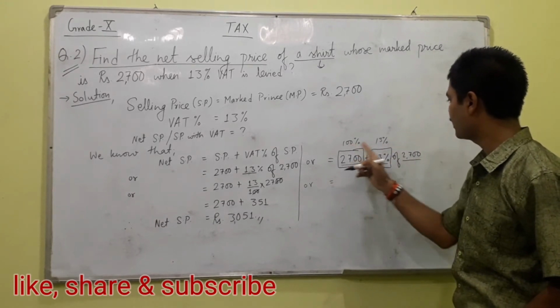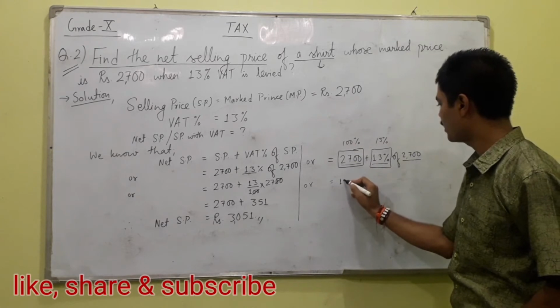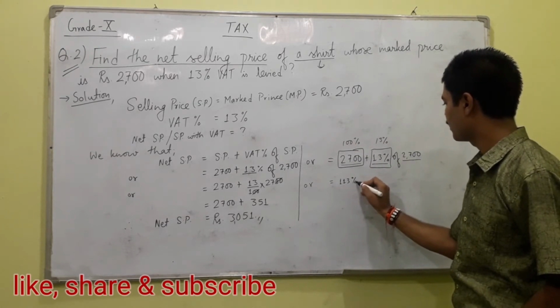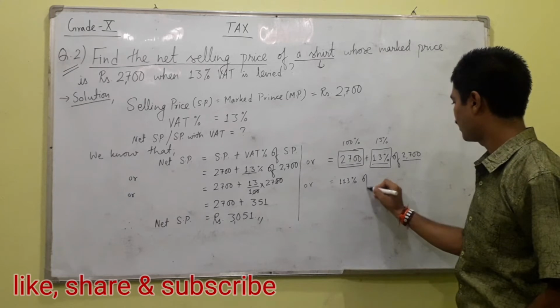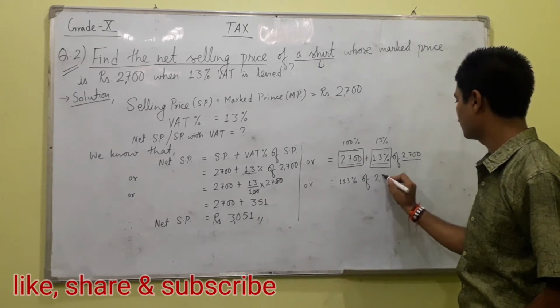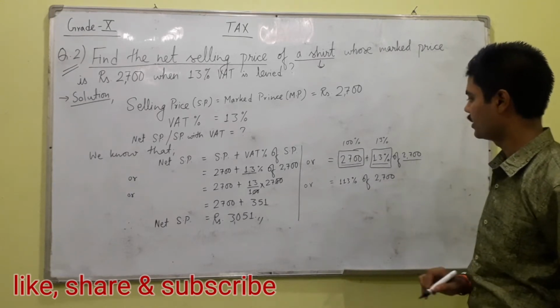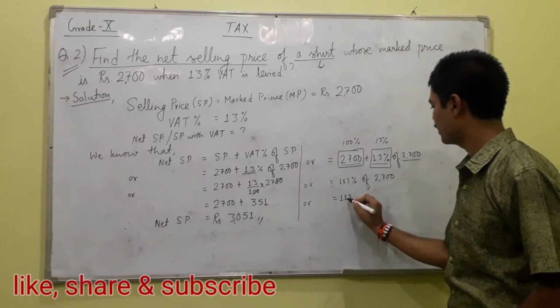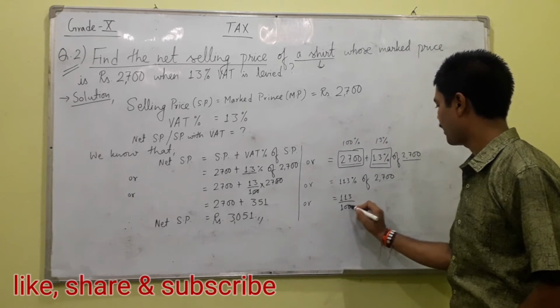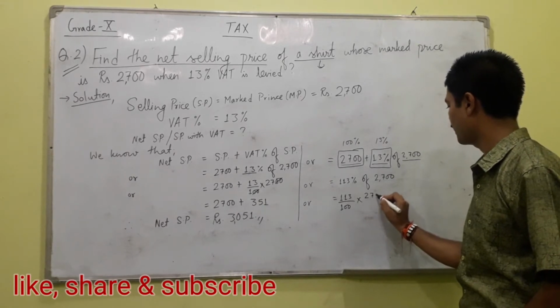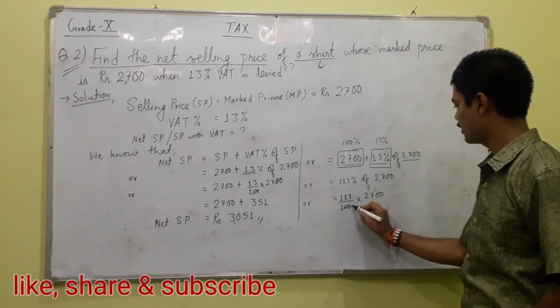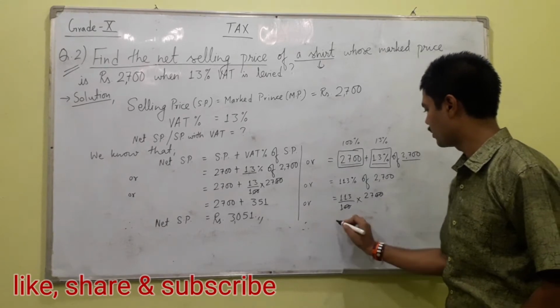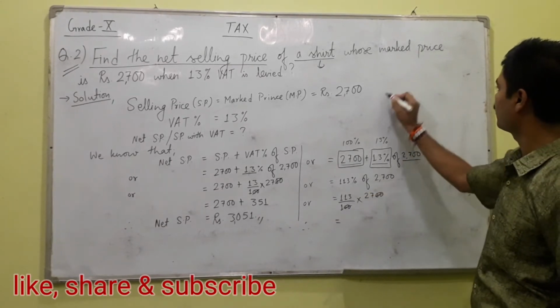It means 100 plus 13, 113% of 2700, or 113 by 100 into 2700. The 100s cancel. Therefore, you have to multiply now 113 into 27.